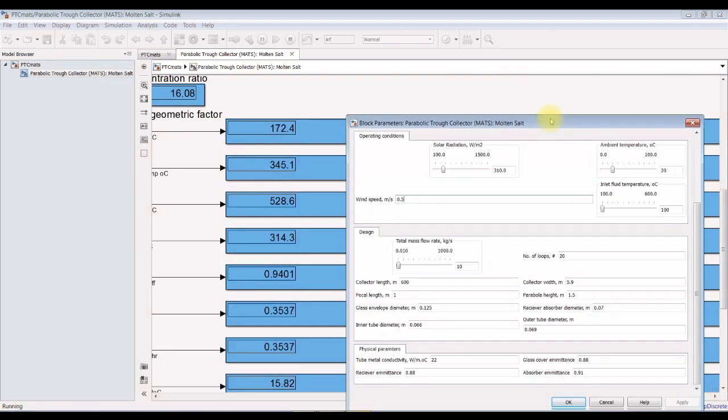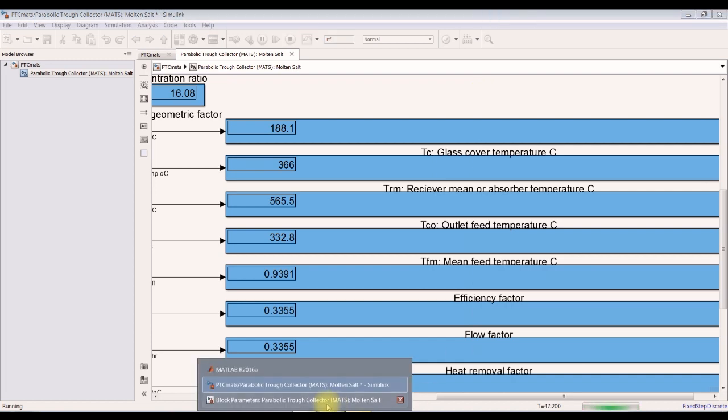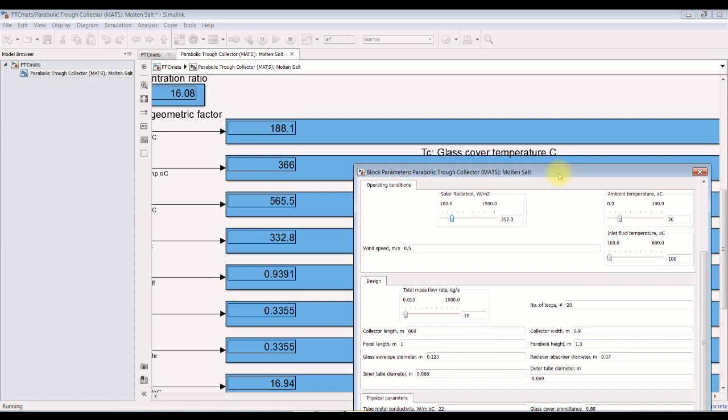Okay, let's make some changes. Suppose I'm going to increase solar radiation, as you can see here. We are using a molten salt. Yes, this is glass cover, increasing solar radiation.